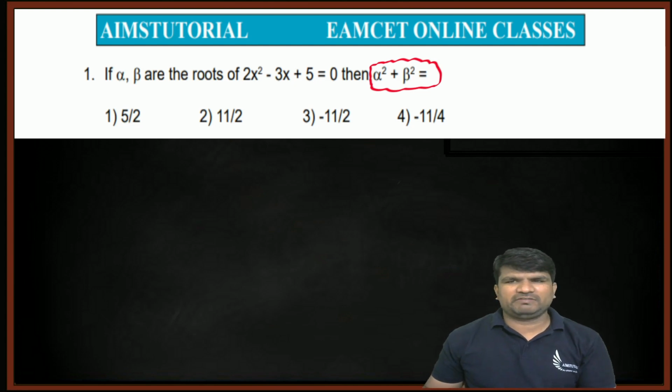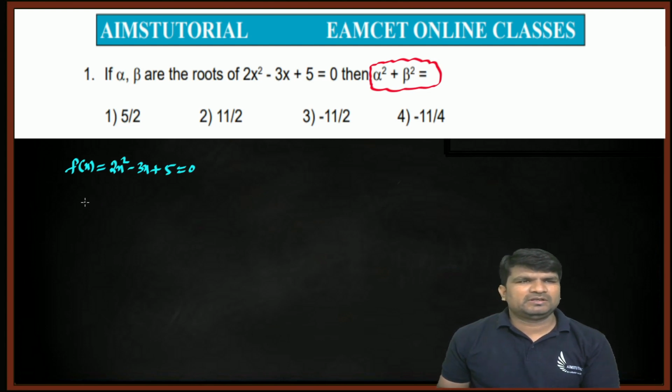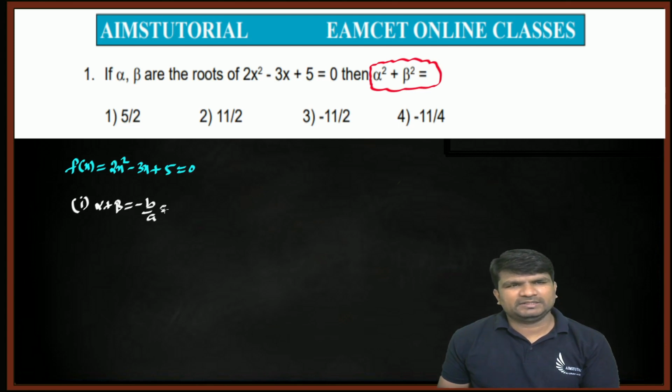So first write down the given quadratic expression. Consider it as f of x: 2x square minus 3x plus 5 equals 0. Its roots are alpha and beta. What are the roots? Alpha and beta. So we know that the sum of the roots, alpha plus beta, formula is minus b by a. That is minus of minus 3 by 2, which is plus 3 by 2.